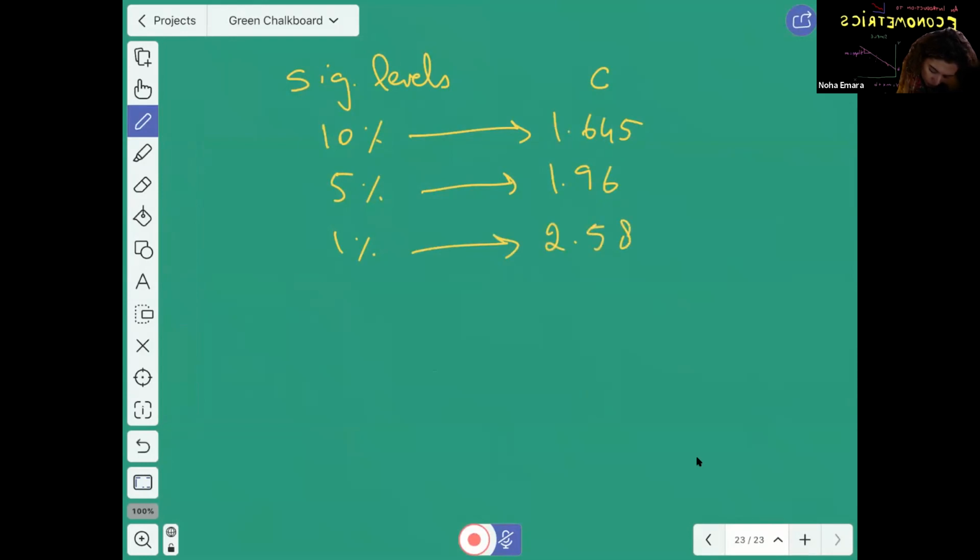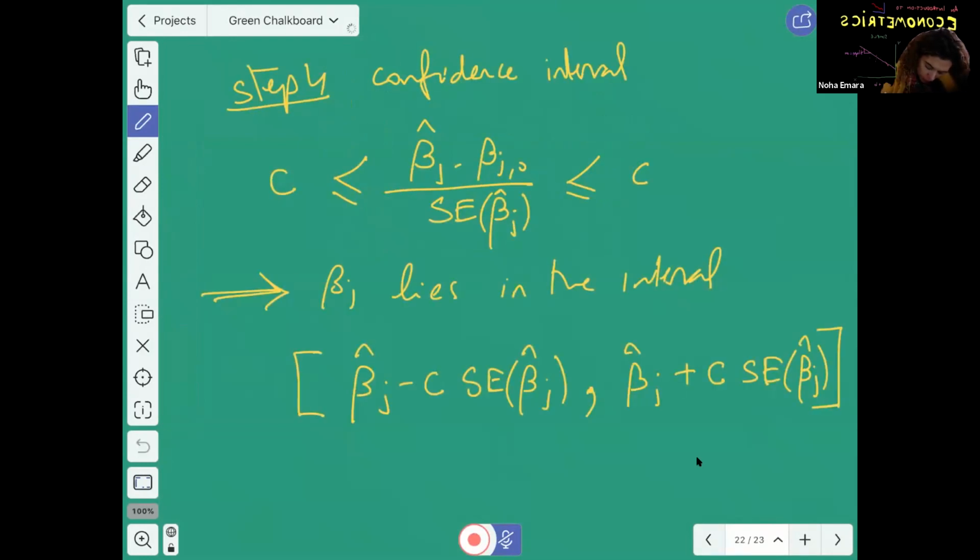So when you go back here, if I'm using 5%, then I'm going to replace this one by 1.96, right? And this one by 1.96. So it depends on what significance level you want to use.